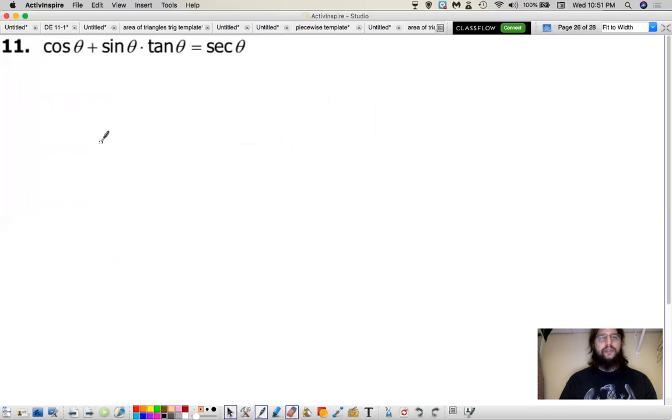Let's see. Definitely starting with the left side. That's cosine, that's sine, that's tangent. Going to put that in terms of sine and cosine. Tangent is sine over cosine. Now remember, look at your identities. Yes, I'm talking really fast for no apparent reason. Whatever.